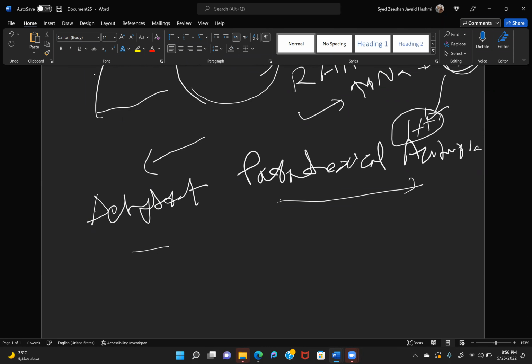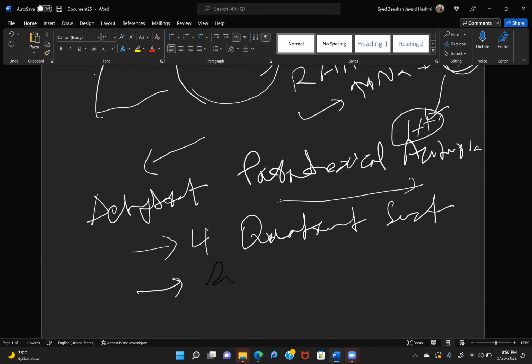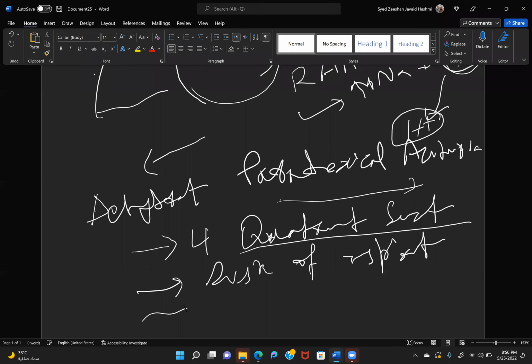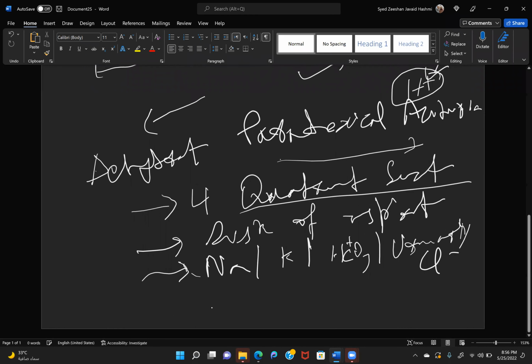And they will be listening for two words, four quadrant suctioning. There will be risk of aspiration, of course, so you will be doing four quadrant suctioning, and you will be optimizing the patient. So now your sodium, potassium, hydrogen, bicarb, and urinary chloride, because urinary chloride, when they appear and urine output is adequate, then you say that the patient is ready for the surgery.